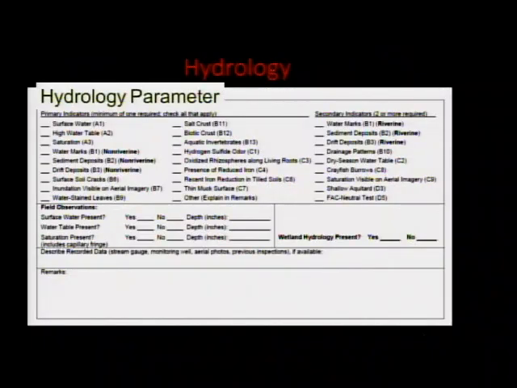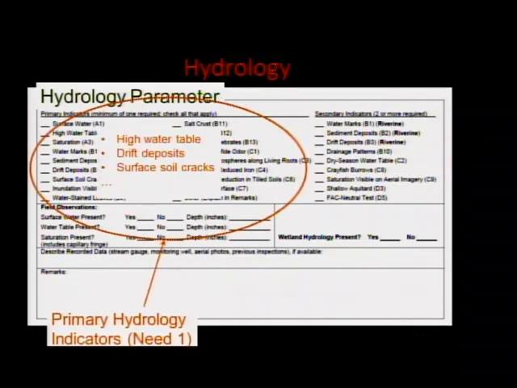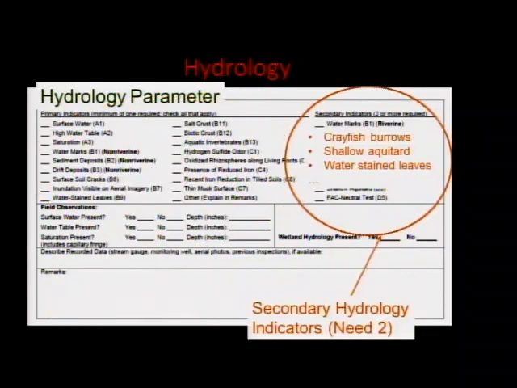On the second sheet of the data form, there's also a space for evaluating if indicators are present to meet the hydrology parameter. With this hydrology parameter, there are both primary and secondary indicators. With primary indicators, only one is needed to meet the hydrology parameter. However, 2 secondary indicators are required. That concludes my discussion of the hydrology parameter.